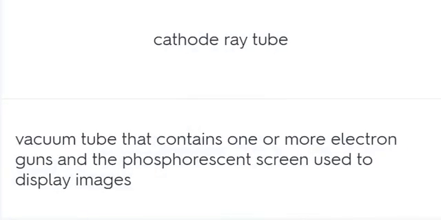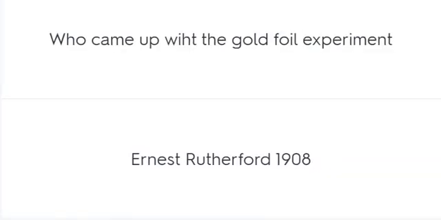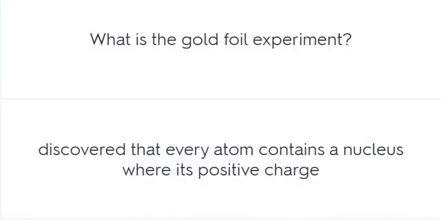Cathode ray tube. Vacuum tube that contains one or more electron guns and the phosphorescent screen used to display images. Who came up with the cathode ray tube? Carl Ferdinand Braun in 1897. Who came up with the gold foil experiment? Ernest Rutherford, 1908. What is the gold foil experiment? It discovered that every atom contains a nucleus where its positive charge is.